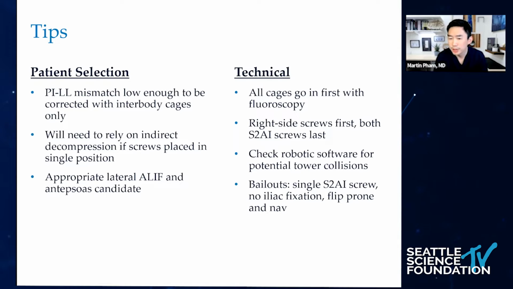You have to check the robotics software for potential tower collisions, right? Just because you're putting in a lot of screws, percutaneous or transfascial. And then bailouts, right? When you're putting in something like this, either for the first time or the third time, you always have to wonder what you do if you just can't get in that iliac screw.